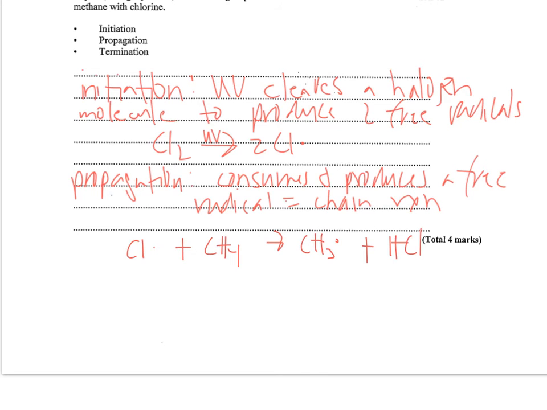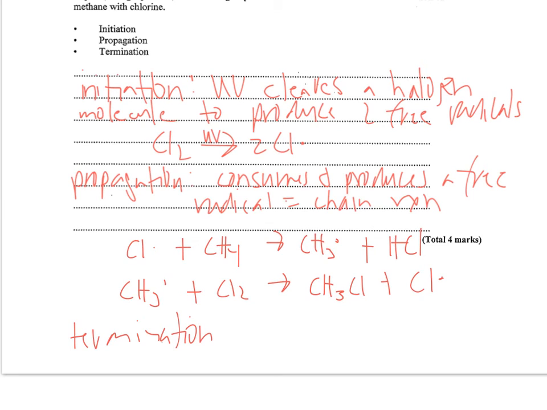The carbon now has an unpaired electron as that hydrogen pairs up with the chlorine and forms HCl. And then a second propagating one is when that CH3 group hits a chlorine molecule to become CH3Cl, but creates another Cl free radical. So those are two common propagation steps. And then termination, important to mention that two free radicals combine, and that ends the chain reaction.